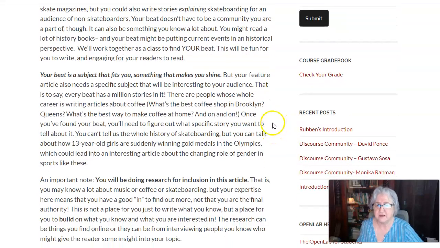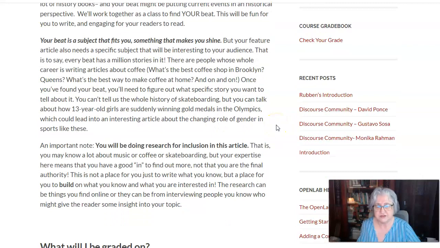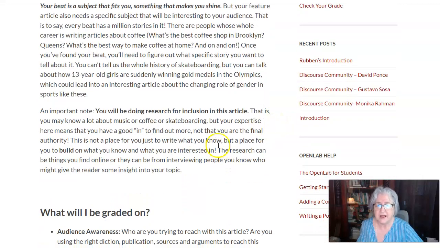So it's a subject that fits you. It makes you shine. Again, it's your audience, right? Figure out who they are, and then you will be doing research for this, but it's not the kind of research that is peer review. You're not going to go to the databases and the peer reviews unless you've got something scientific and you want to go find something about it.